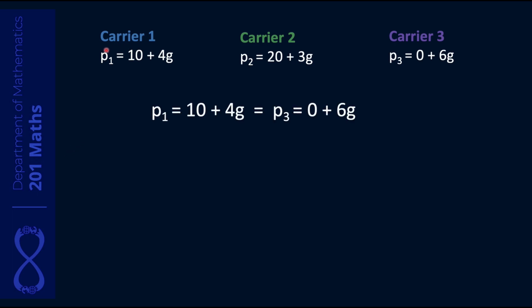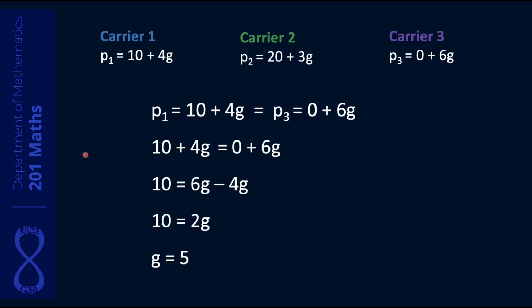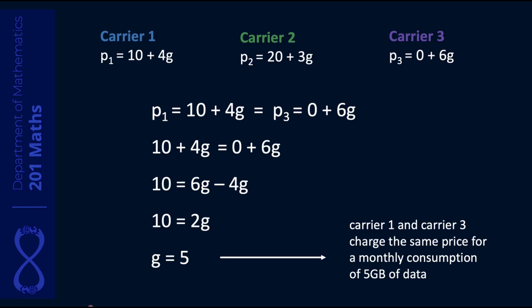So we're going to set the equation of carrier 1 and the equation of carrier 3 equal to each other. We can drop the p's. We throw all the g's on one side. Let's put them on the right side of the equation so we avoid working with negative numbers, and we can just ignore the 0. 6g minus 4g gives us 2g's, meaning g equals 5. Carrier 1 and 3 charge the same for a consumption of data of 5 gigabytes.